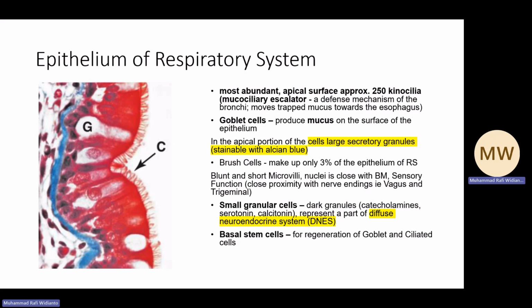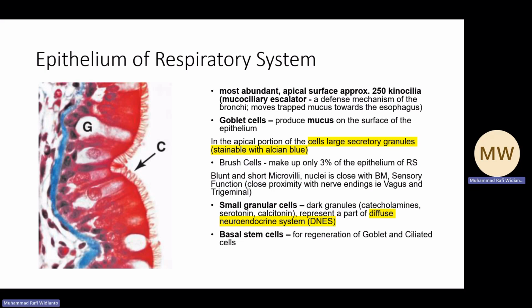The ciliated columnar is the most abundant, like we said before, containing approximately 250 kinocilia, and they exhibit some sort of mucociliary defense mechanism that basically just moves mucus down towards the esophagus. And yes, goblet cells produce the mucus, as we all know. And these apical portions secrete large secretory granules that can be stained with Alcian blue.